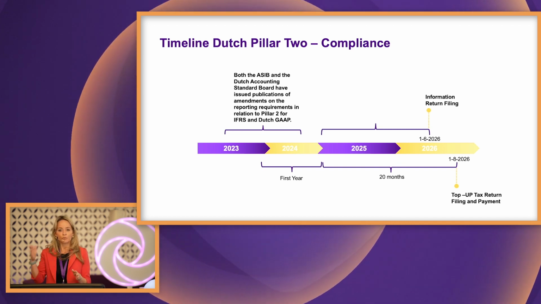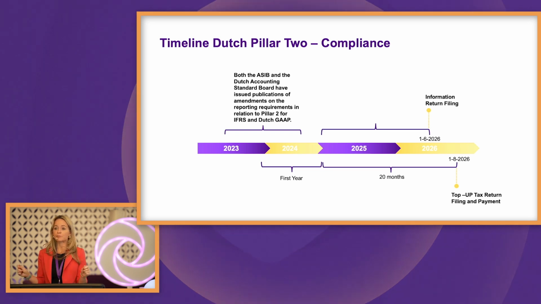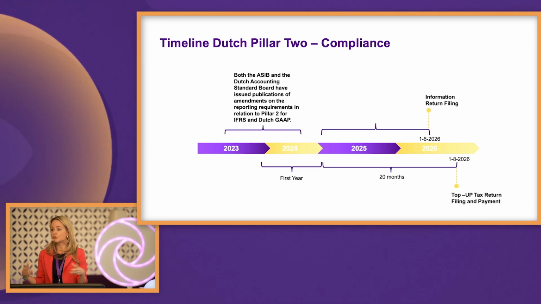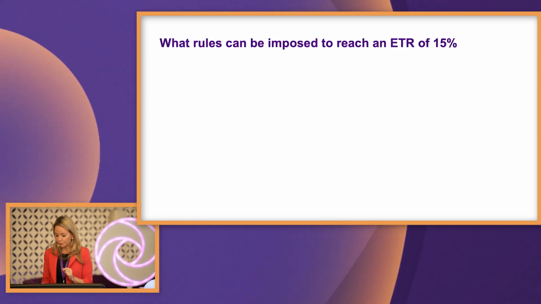So at the end of the 1.5 year, you file your return, which is a new return. It's not your typical corporate income tax return. It's a completely new return, which you have to file on Pillar 2.